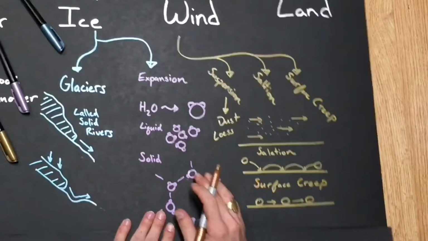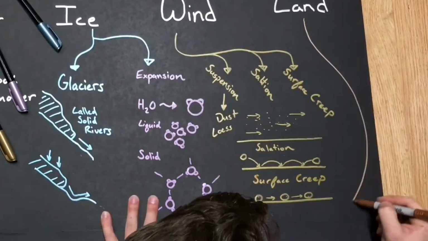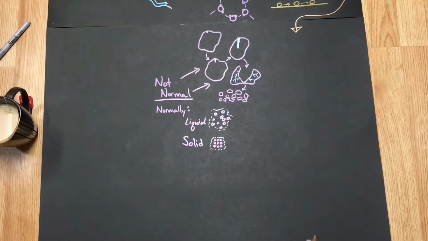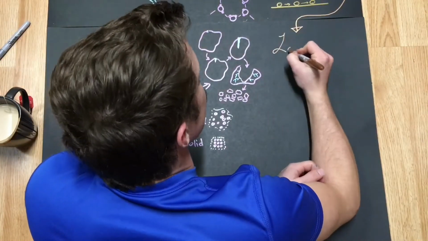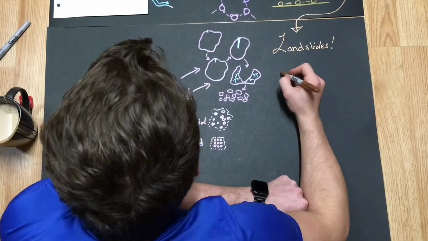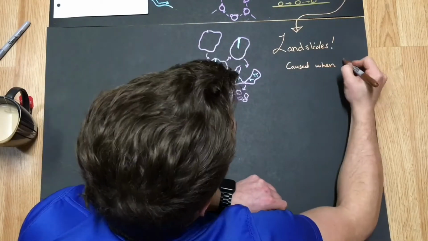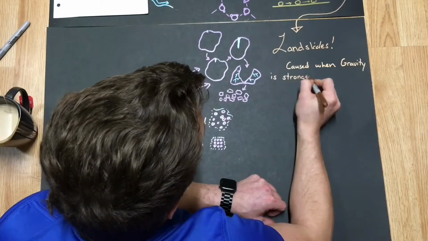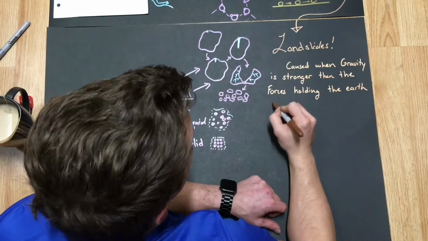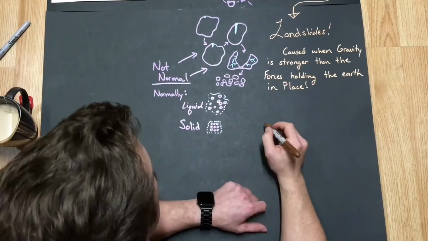Now the reason these 3 processes are important is because all 3 of these move the objects in the air or along the ground and end up beating up other things through friction. That's what makes them erode. The last version of erosion we need to talk about is land erosion. Now, land erosion can be devastating, but it's simply an imbalance. We call them landslides. They're caused when gravity is stronger than the forces holding the earth in place. So when there's an imbalance between gravity and the things holding the mountain up, that's when we have landslides.